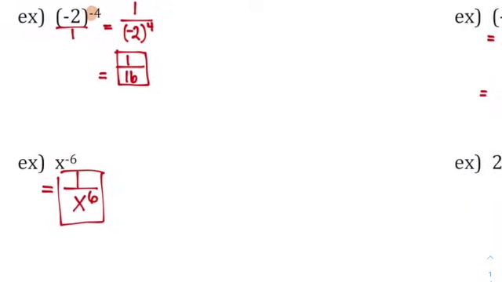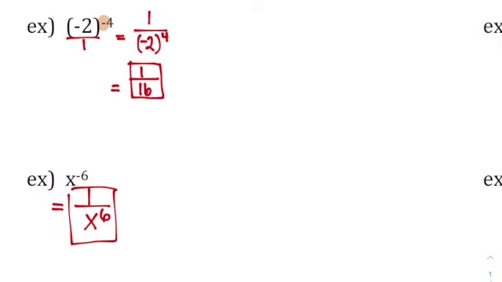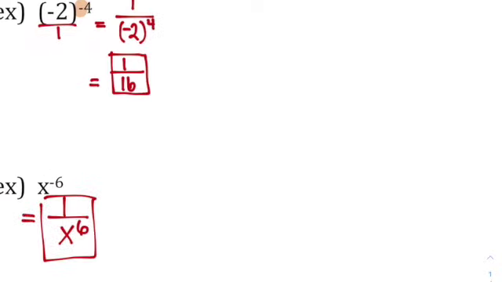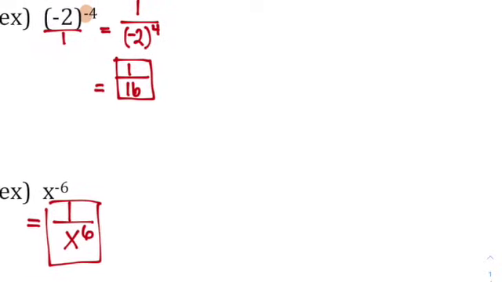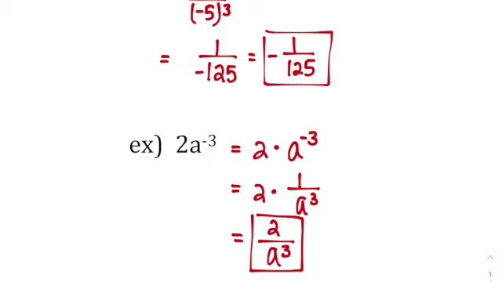Next example is x to the negative 6. Because of that negative 6, it gets flipped to the bottom, so it's 1 over x to the 6th power. And that is it. There's nothing else to do. The next one is 2 times a to the negative 3. Because a is the base, not 2, a is the only thing that gets flipped, and that negative 3 is the exponent. So a attached to the negative 3 is the only thing that gets flipped. So it's 2 times 1 over a to the 3rd power. Therefore 2 times 1 is in the numerator, and a to the 3rd is on the bottom.